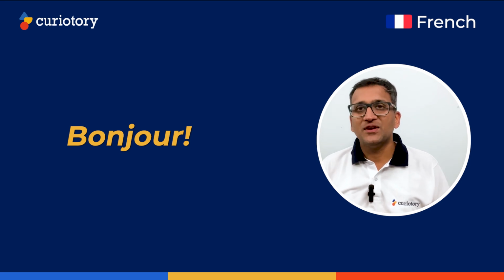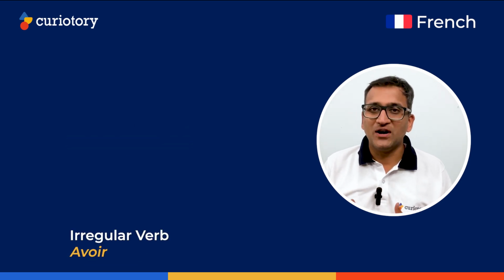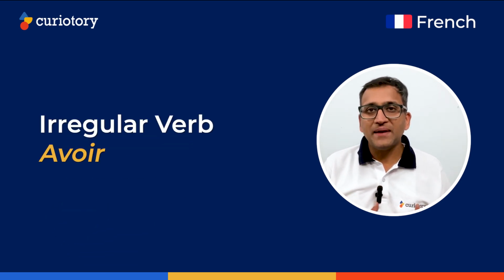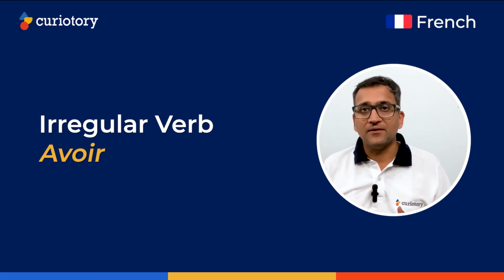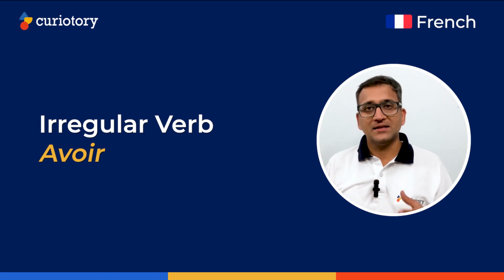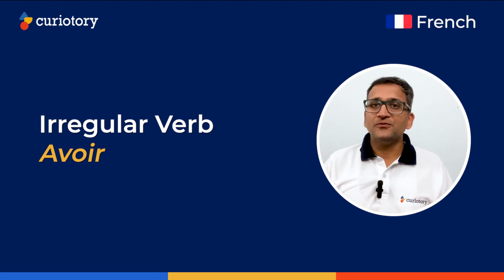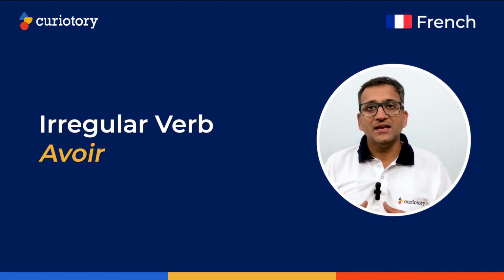In this session, we are going to learn the verb avoir. You learnt the verb être already, which is another irregular verb. Now, the second most important irregular verb is the verb avoir. It means to have. Just remember, the verb avoir means to have. It doesn't follow the regular pattern, it follows the irregular.